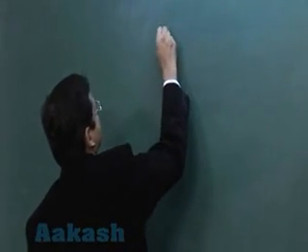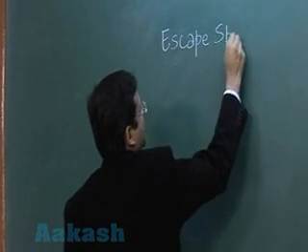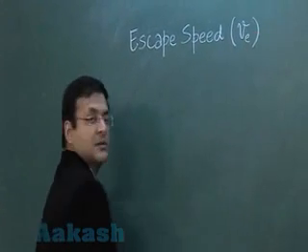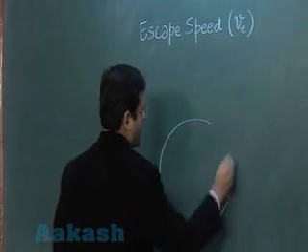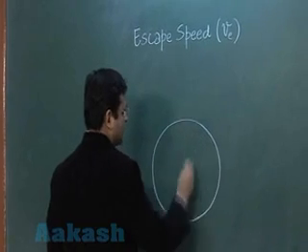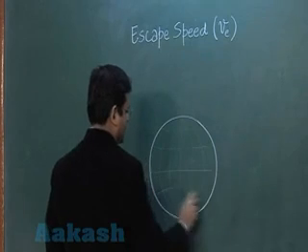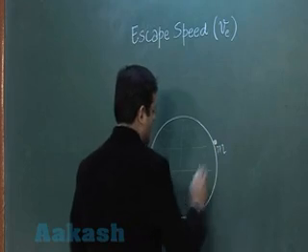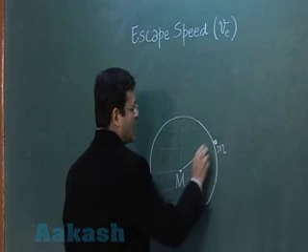Now let us talk about the concept of escape speed. This is simply denoted by v and subscript small e. Consider that this is our earth, and you have an object kept on the surface of the earth. Say it has a mass small m. The mass of the earth is capital M, as we have been indicating all the time, and the radius is capital R.